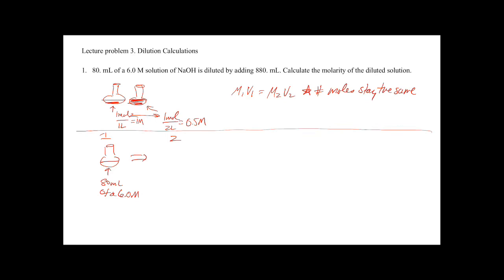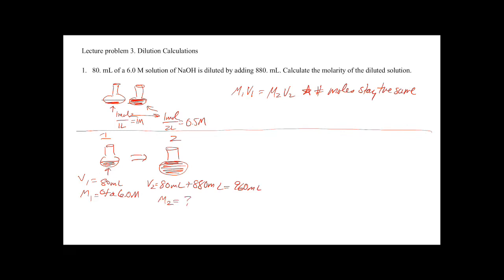We're going to add to it 880 mL. So in the flask, we have our 80 mL that was there originally, plus 880 mL, which is going to equal 960 mL total after we do the dilution. So we're going to have more in the flask now. So the reason why I'm adding the two is because we're taking the 80 mL and we're adding 880 mL to it. So V2 in this case is going to equal 960 mL, whereas V1 was going to equal 80 mL. So M1 is equal to 6.0 molar. So now the question is what is molarity 2?